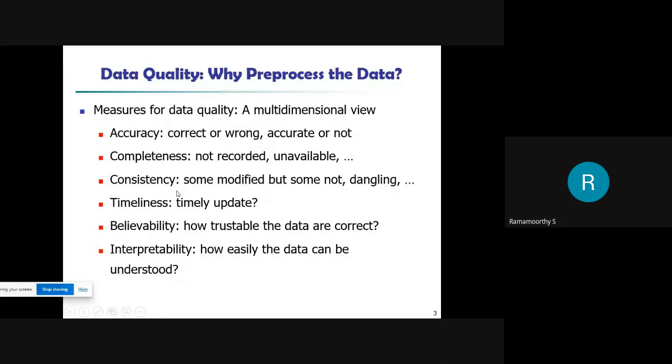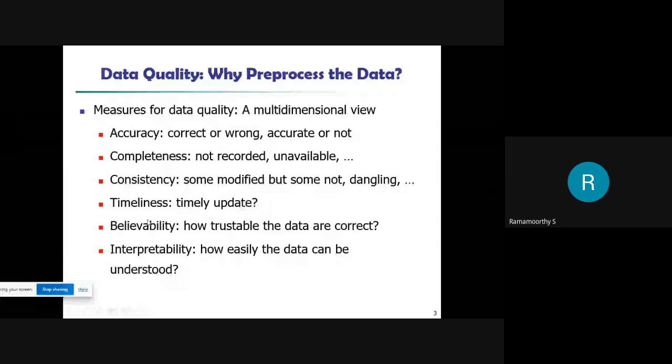And then the data consistency. Some are modified but some are not, so there is a difference in the data, right? So data consistency is also one of the measures to be considered for data quality. And the timeliness. If you want to analyze recent data, or the history of past data, then based on the time you are going to update that data.